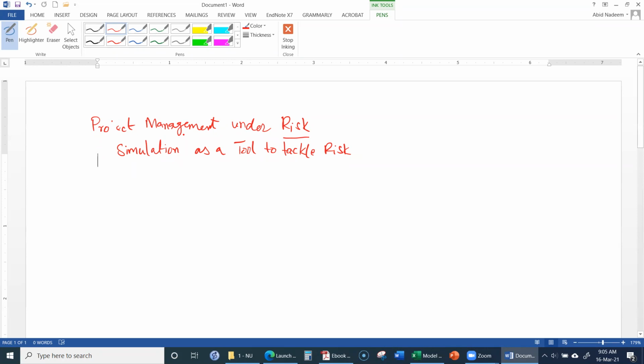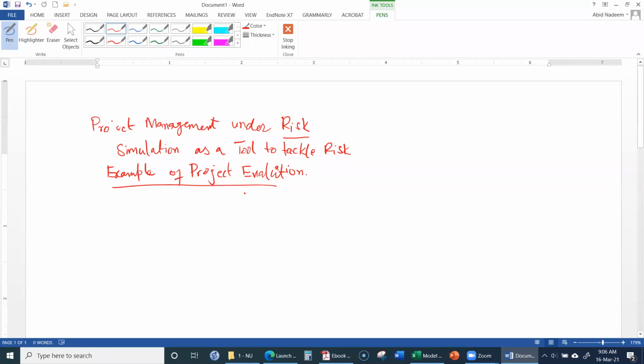Okay, so project management under risk, simulation as a tool to tackle the risk. So anyway, let's take one example of project evaluation. Okay, let's take an example.